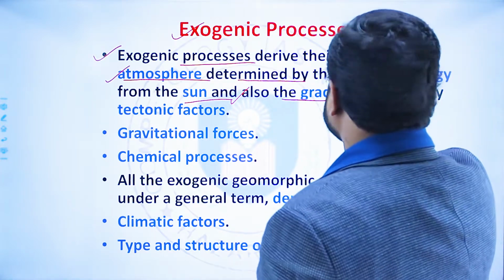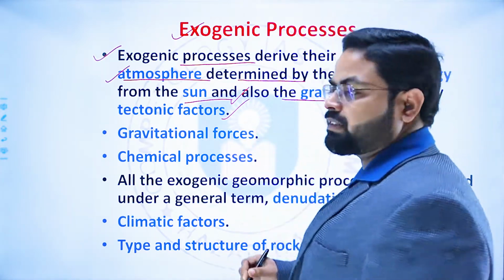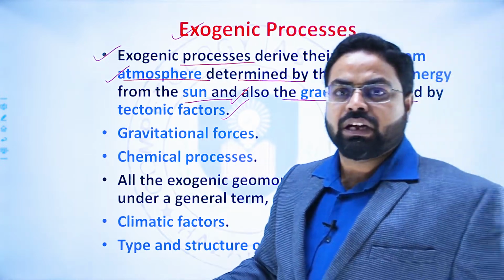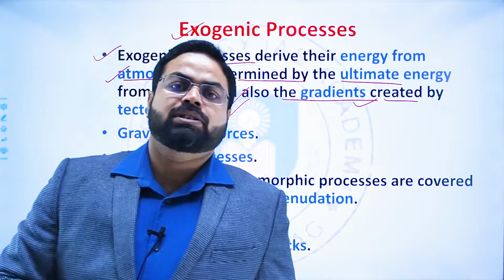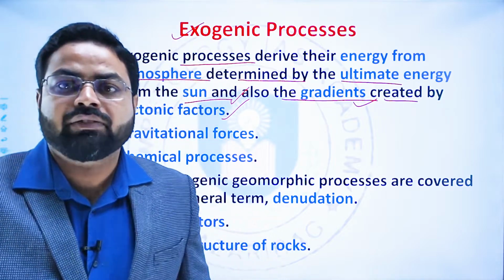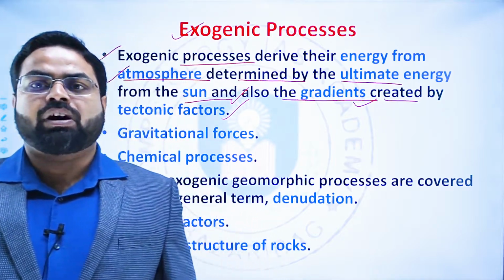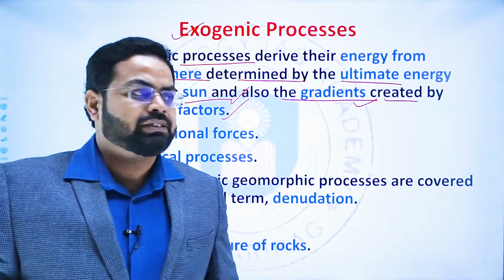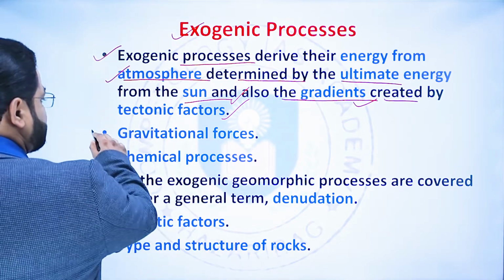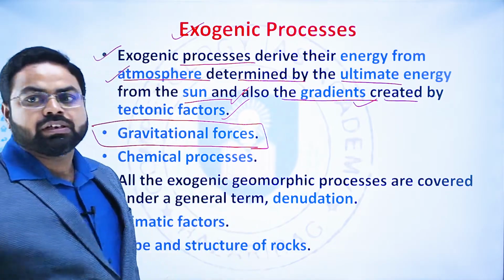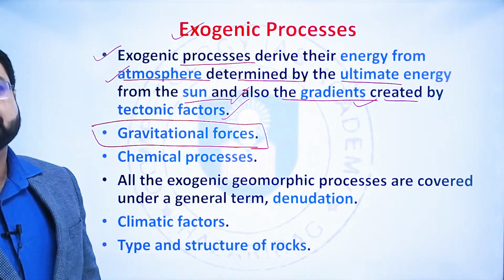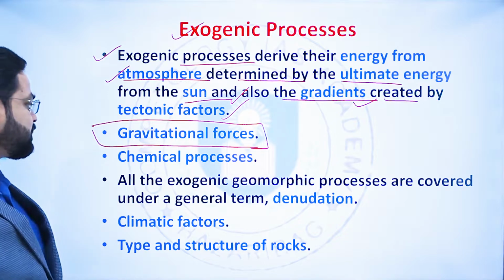Again, the gradients created by the tectonic factors are also causing the exogenic processes. Here the gradients will be created first of all, and thereafter the gravitational force causes the movement of the geomorphic agents. Now the gravitational force, as we have already seen, impacts the movement of the geomorphic agents, and geomorphic processes are occurring on the surface of the earth.